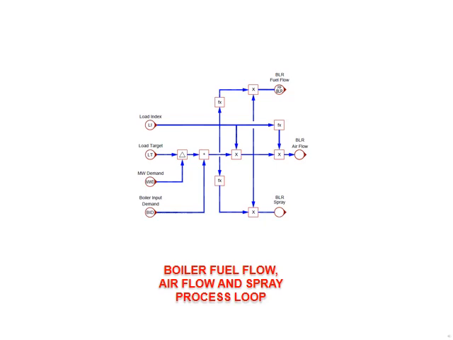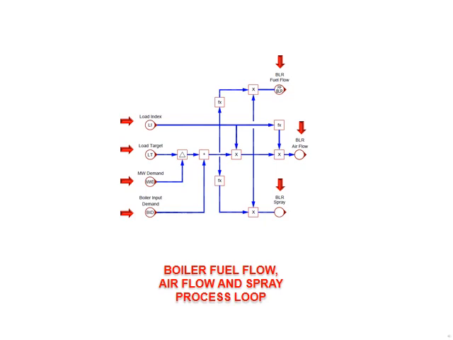The process loop for the boiler fuel flow, airflow, and boiler spray are illustrated here. The boiler fuel flow, boiler airflow, and boiler spray signals are predictive, calculated signals based on actual megawatts, load target, load index, and the boiler input demand or the BID.